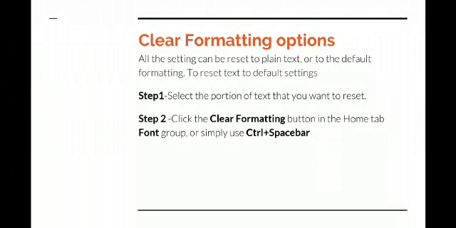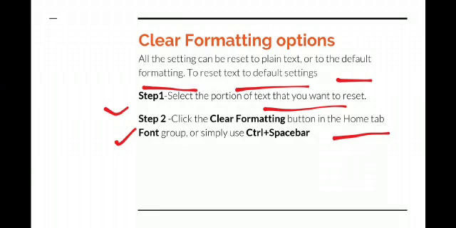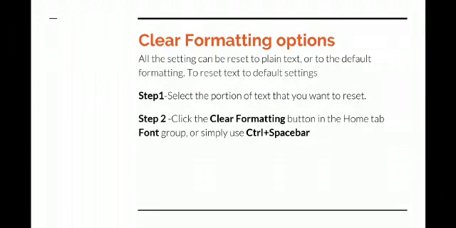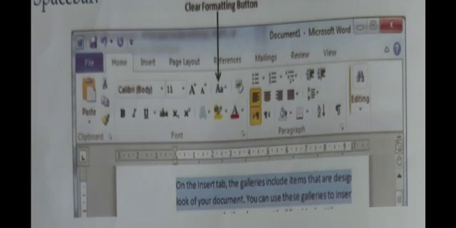Next topic is clearing formatting options. All the settings can be reset to the plain text or to the default formatting. To reset text to the default setting, step 1, select the portion of the text that you want to reset. Step 2, click the clear formatting button in the Home tab, font group, or simply use the Ctrl plus Space bar. Now you have seen the clear formatting button, and how to apply the clear formatting option on the selected text.